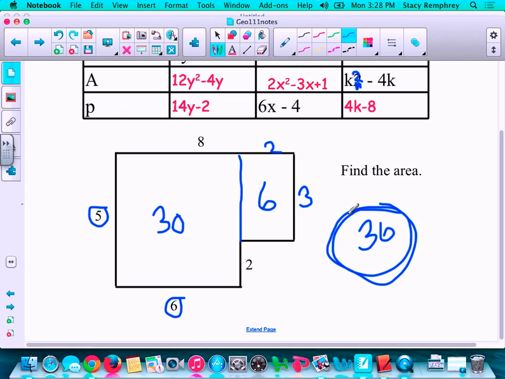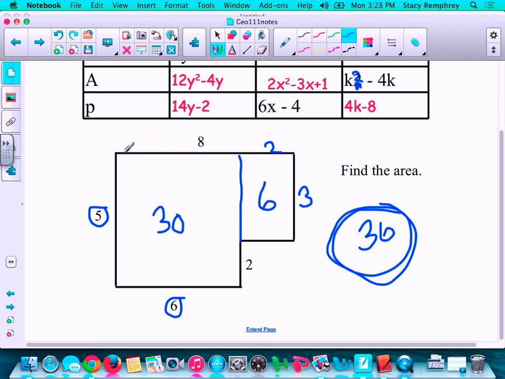In the final example, it was a weird shape, but we're going to use that area addition postulate. I broke it into 2 rectangles, and there is more than one way to divide this shape up. As long as you get 36, you're in good shape. This is just one example. I drew a line here, which left me a 6 by 5 rectangle. That's an area of 30.